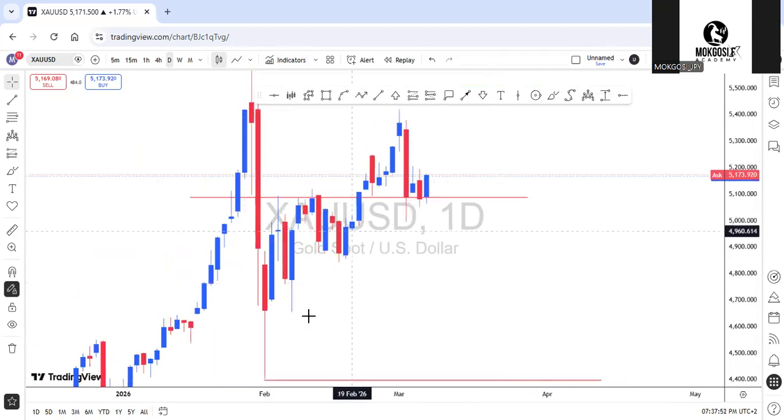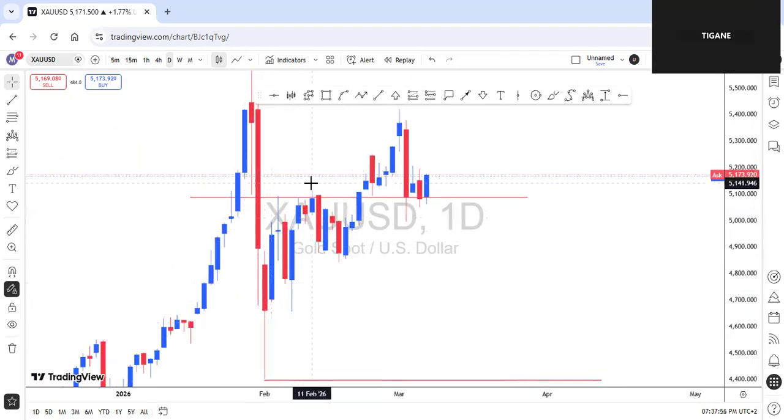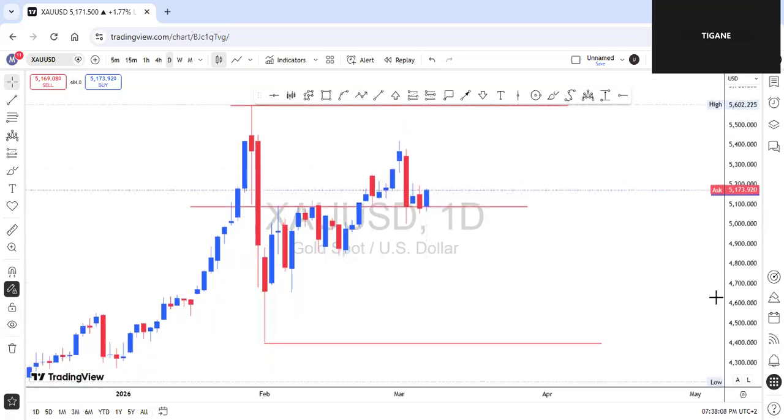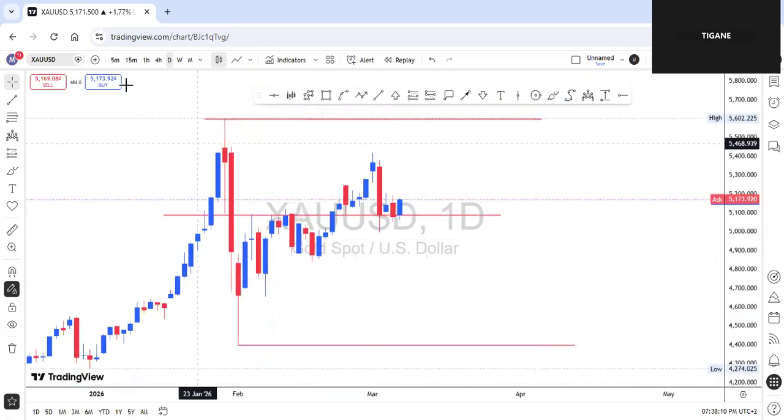So as we can see, it's an impulsive, it's a corrective. It's an impulsive, this candle is a corrective. It's an impulsive. This one is a corrective. I will say this is an expected impulsive to push the price to the upside. Let's move to another time frame.